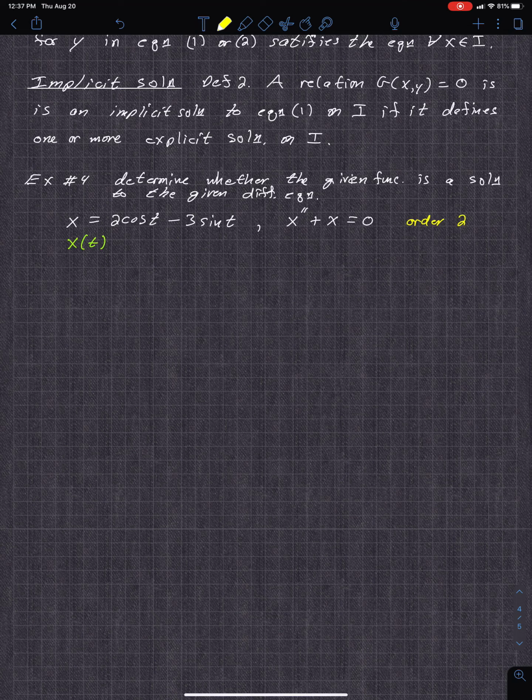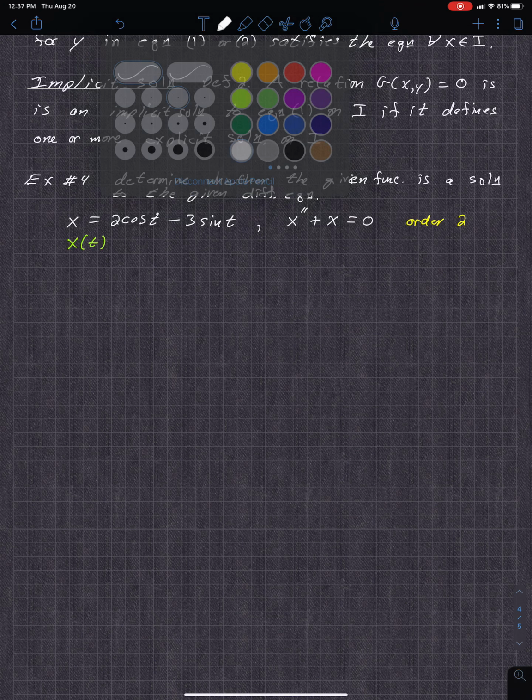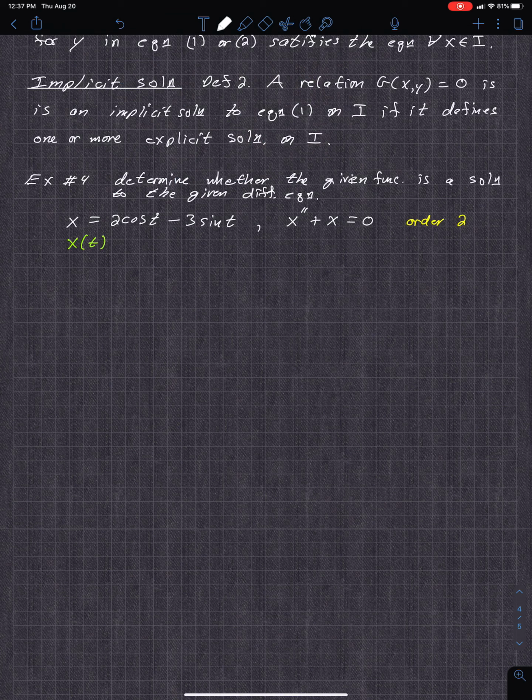All right, so let's go ahead and take those derivatives. This is a good point to pause and do that ahead of time. So you get y prime equal 2, and then we just take the derivative twice, negative 2 sine t minus 3 cosine t, and then take it again. x double prime is negative 2 cosine t plus 3 sine t.